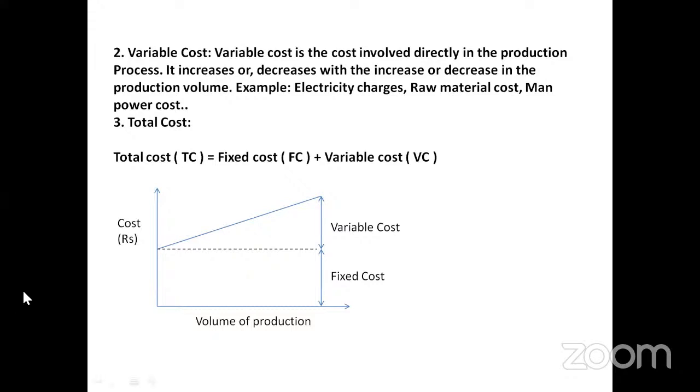So now, in this graph, you can see this is the fixed cost, which is parallel to the x-axis, and it doesn't change with the change in the volume of production. Whereas this inclined line is the variable cost, which keeps varying along with the variation in the volume of production.